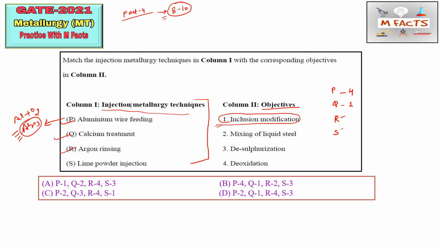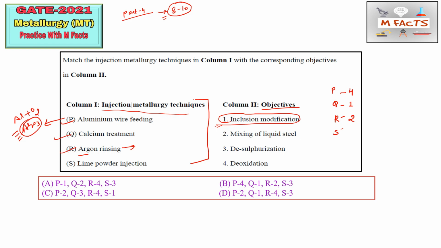Next is argon rinsing. Argon rinsing is basically done for mixing or homogenization, because argon is an inert gas, so it will not react with the steel. It will only mix the liquid steel. It is used for stirring purposes, so that the steel composition gets homogenized. So argon rinsing we can match with mixing of liquid steel, that is 2.